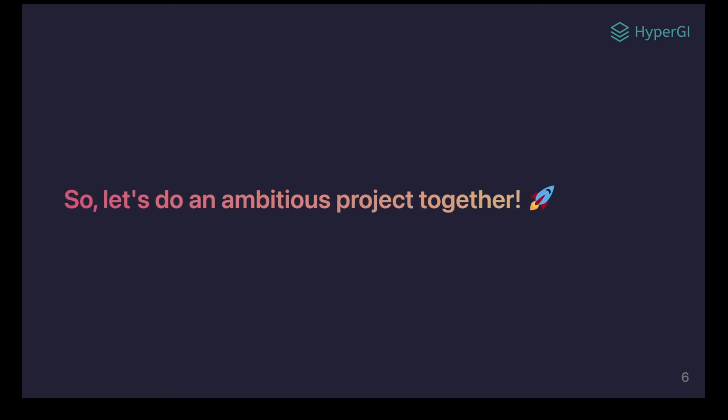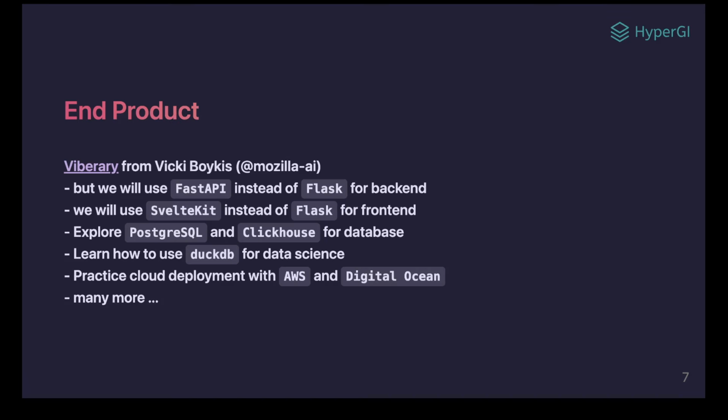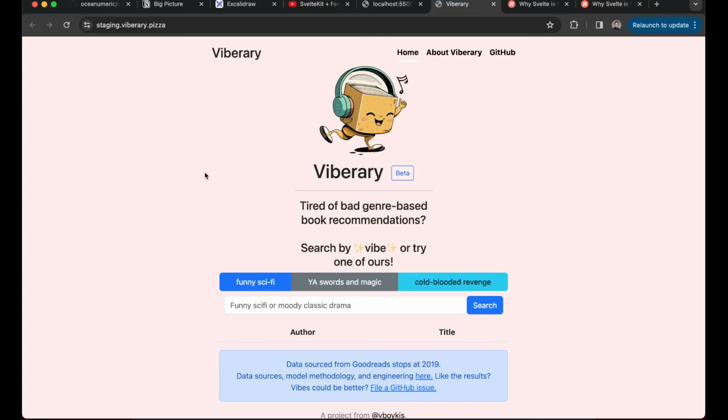So for this series, let's do an ambitious project together. What do you mean, ambitious project? So we will have a proper end product, similar to the one I showed you from HyperGI with the searching things, but based on an open source project called a library from Wiki Boy. I have no idea how to read this, so let's go to this website.